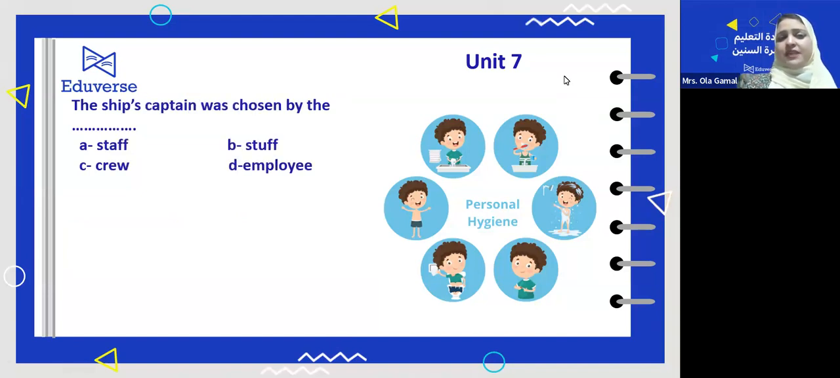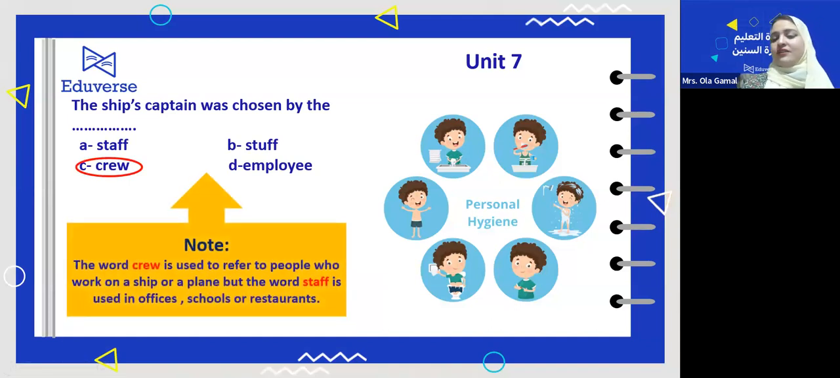As you see, the ship's captain was chosen by the staff, the crew, the employee? Which one is the correct answer? As you see here, crew. Very good. So here, for this note, write it. It's very important as well. The word crew is used to refer to people who work on a ship or a plane. But the word staff, we can use it in offices, schools, and also in restaurants.